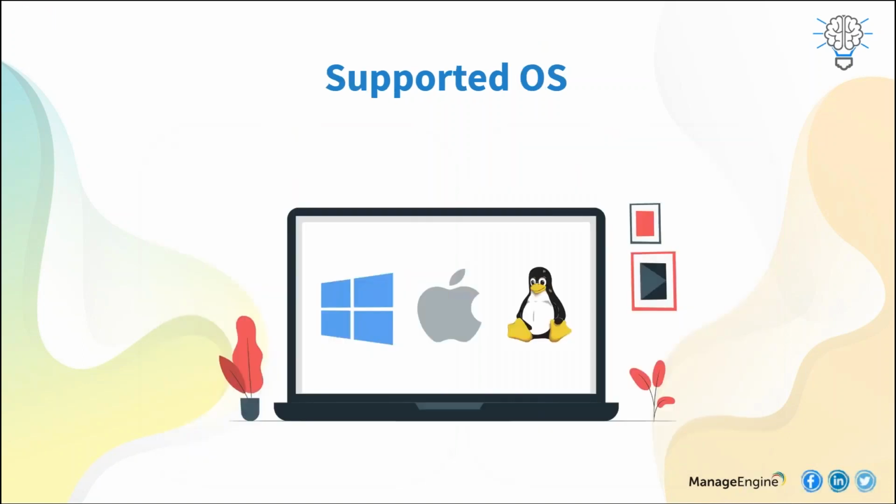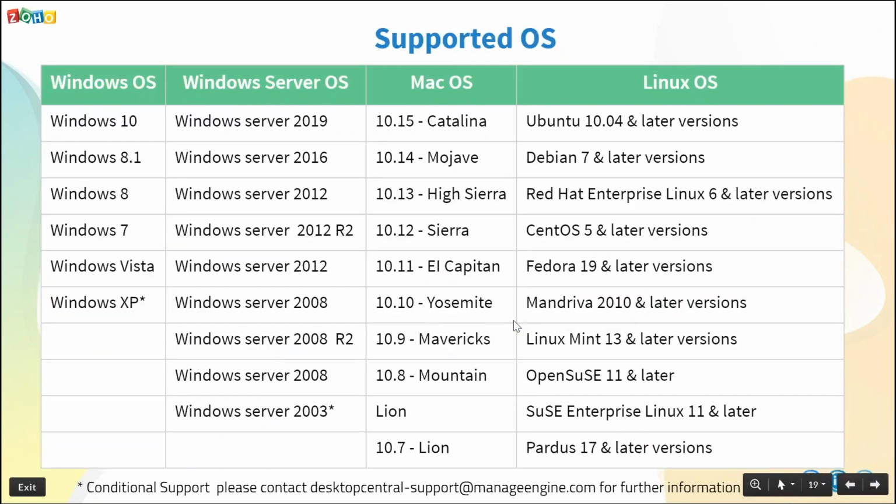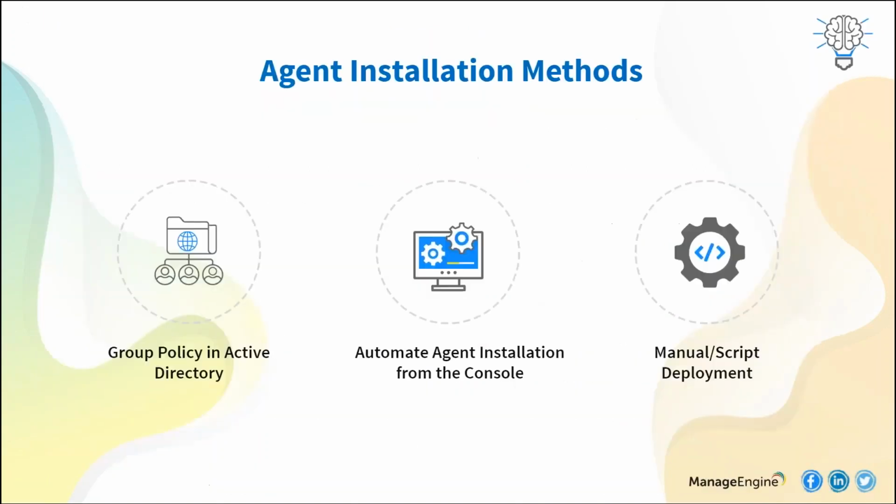Desktop Central supports three major flavors of operating systems, namely Windows, Mac OS, and Linux. On the screen, you would be able to find the different versions of each operating system that we support. To get started with Desktop Central, the first step would be to install the server and agents. Here's how you can facilitate agent installation.